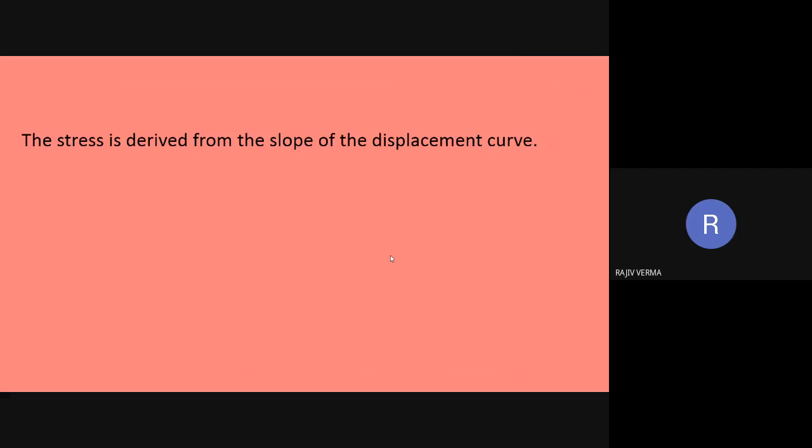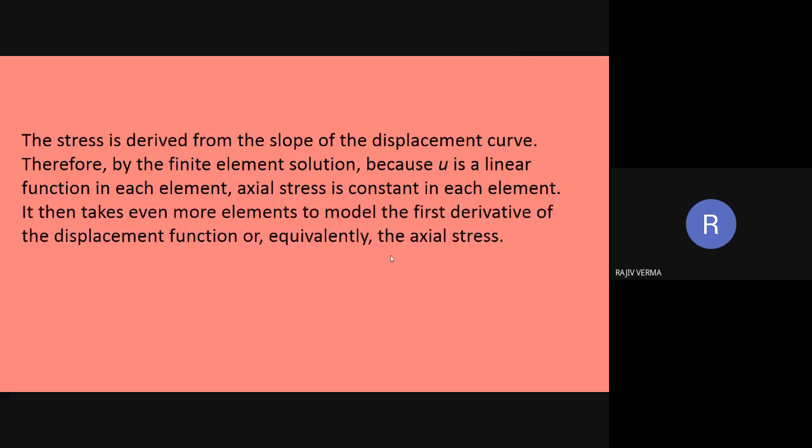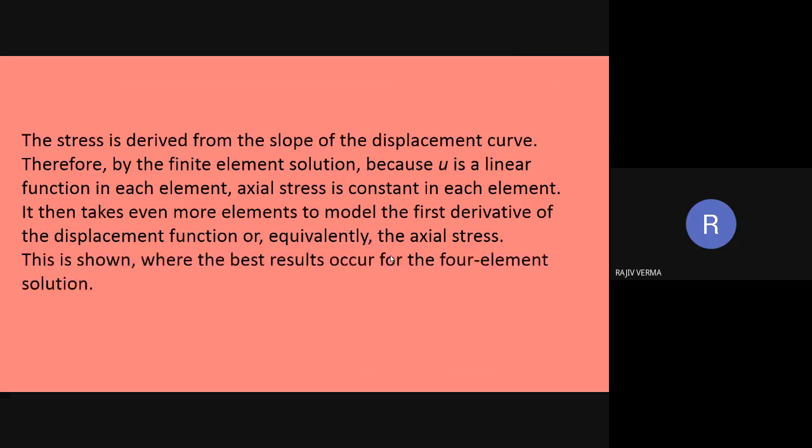The stress is derived from the slope of a displacement curve. Therefore, by the finite element solution, because u is a linear function in each element, axial stress is a constant value in each element. It then takes even more elements to model the first derivative of the displacement function, or equivalently axial stress. This is shown where the best result occurs for the four element solution.